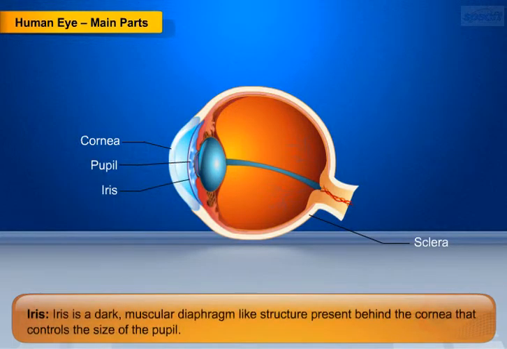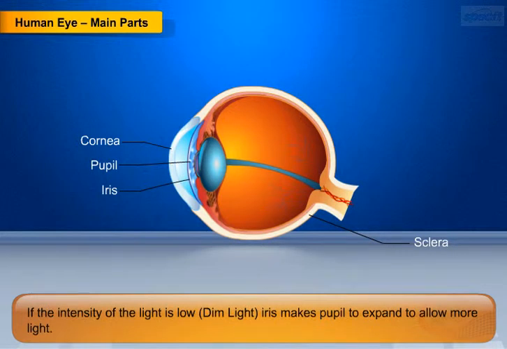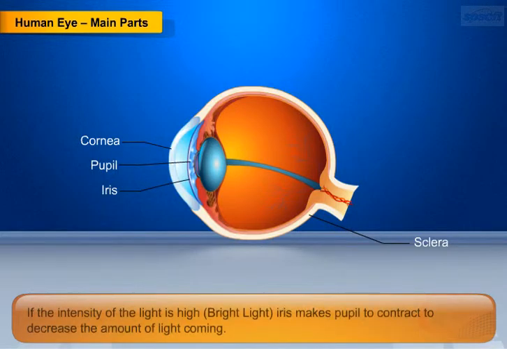Iris. Iris is a dark, muscular diaphragm-like structure, present behind the cornea, which controls the size of the pupil. If the intensity of the light is low, dim light, the iris makes the pupil expand, to allow more light. If the intensity of the light is high, bright light, the iris makes the pupil contract, to decrease the amount of light coming.